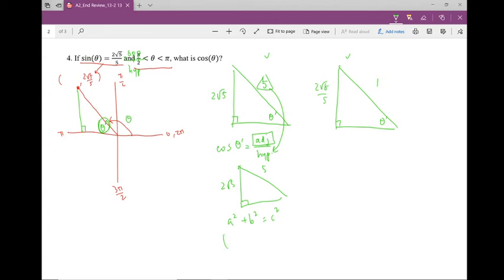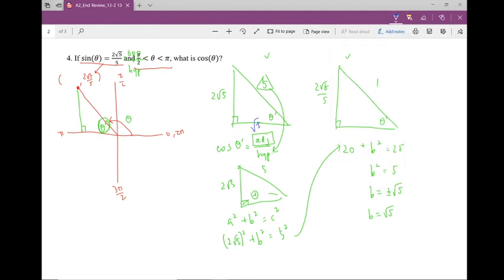So a squared plus b squared, which we don't know, equals c squared, which is the hypotenuse. 2 square root of 5 squared is going to be 2 times 2, which is 4, and square root of 5 times square root of 5, which is 5. So that's going to be 20. Plus b squared equals 25. So b squared is equal to 5, and b is plus or minus square root of 5. Now, a distance cannot be negative. It must be positive. So b is square root of 5.